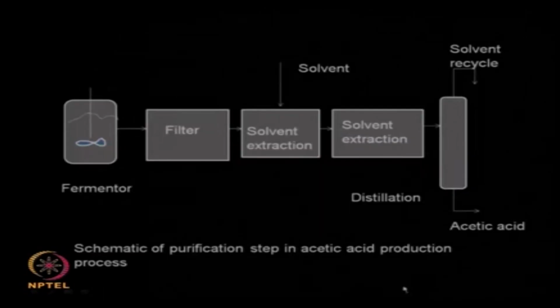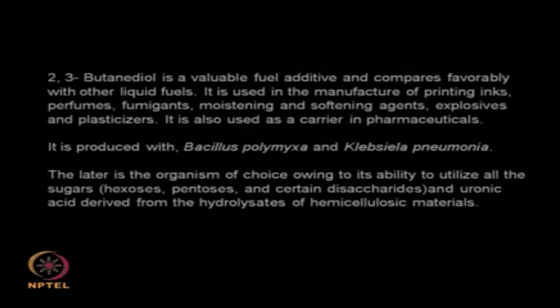Okay. So this is a typical flow sheet for the manufacture of acetic acid. The fermentation takes place here, and then you have the downstream. So you have a filter, solvent extraction, so many solvent extractions, and then the distillation, then the solvent is coming here which can be sent back into the solvent extraction unit. So the distillation will produce acetic acid. So this is a typical acetic acid manufacturing plant. This is how it looks like. Let us look at the next product.